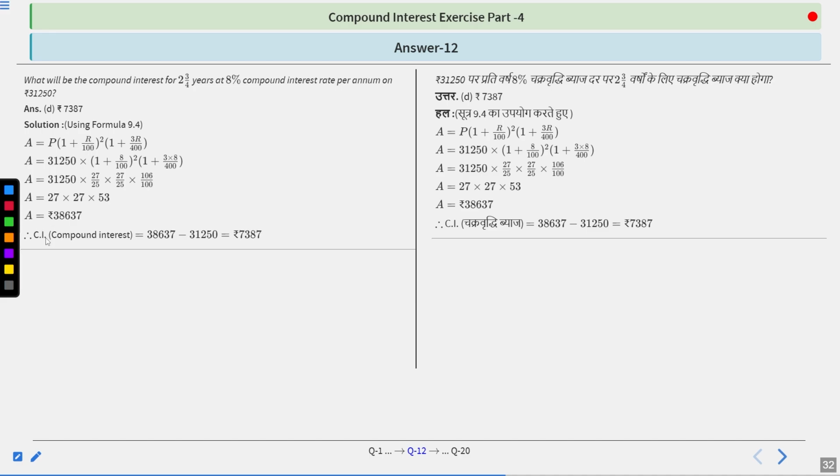So compound interest is going to be amount minus principal. So 38,637, that is amount, minus principal was given in the question, that is 31,250. We get rupees 7,387 as our compound interest. So option D is the correct answer.